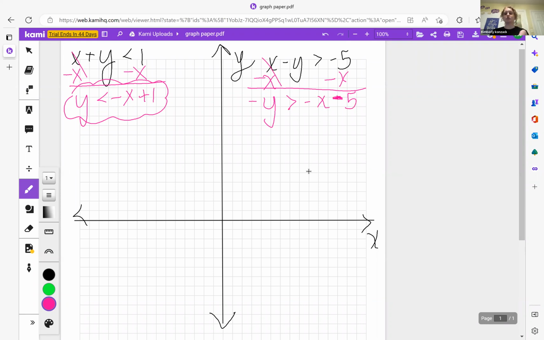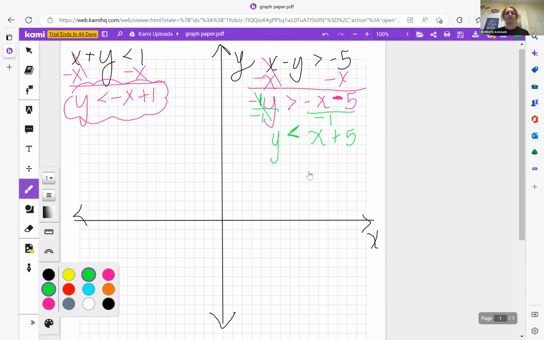Here there's a spooky -1 right in front of the y. Divide by -1. Divide by -1. So y is less than x plus 5. When you divide or multiply an inequality by a negative, you reverse the order of the inequality sign. Over here, I divided each piece by the negative. So my -x divided by -1 became x, and -5 divided by -1 became +5. Okay, so here we go.